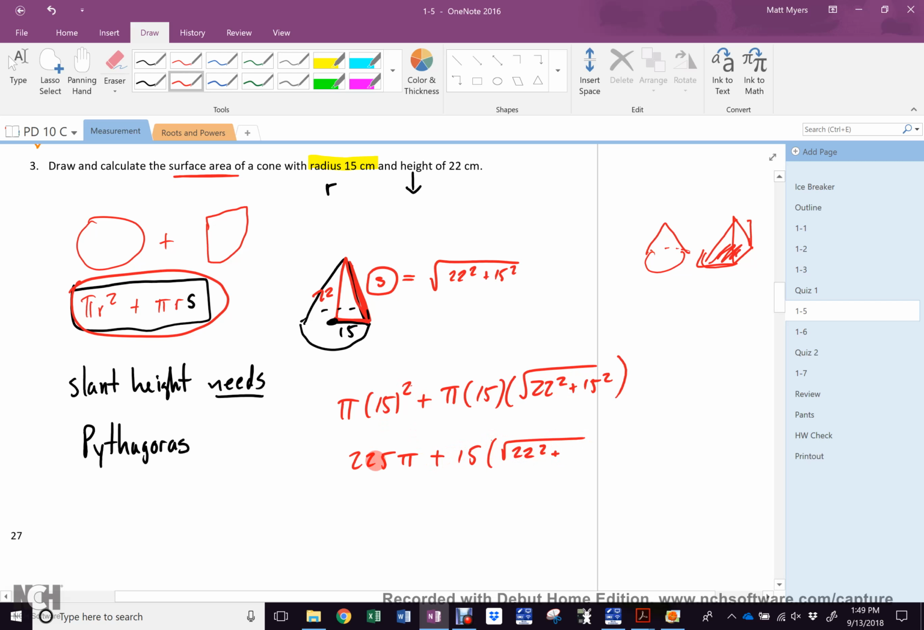15 squared is 225. It's pi r squared. 15 squared pi. Now listen to me closely. You have been trained throughout your math career that pi is 3.14. Correct? It is not. Pi is a number that goes on forever and ever and so on.